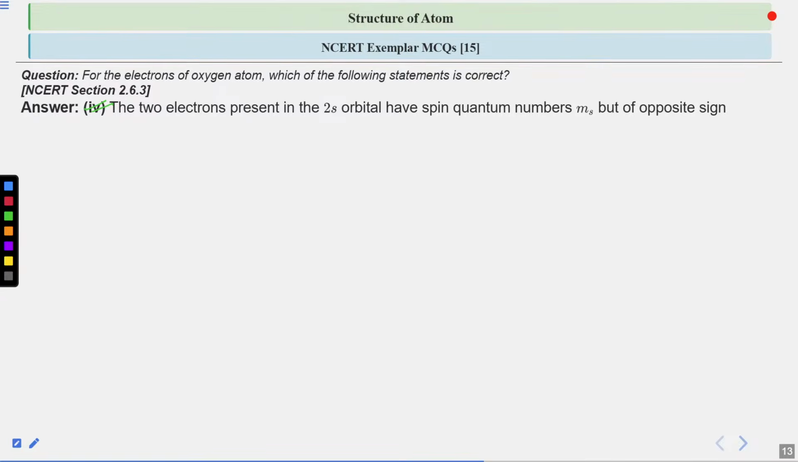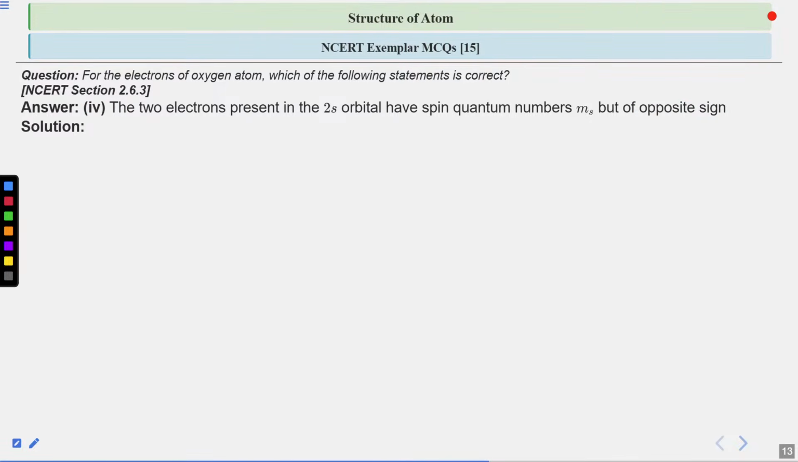You know it very well that in a given orbital, if there are two electrons, they will always have the opposite sign. So that thing is written here. Therefore, this statement is correct. If you are filling an orbital, then you will fill them in the way that they have opposite signs. If one is plus half, the second will be minus half, and vice versa is also true.